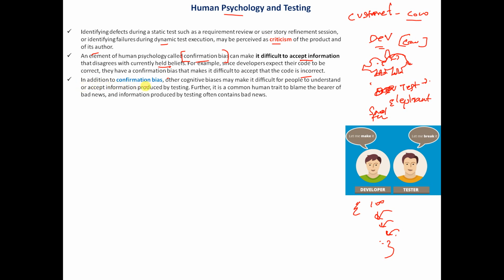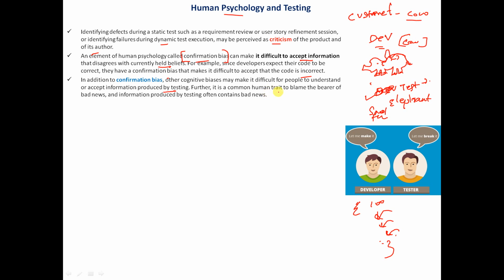In addition to the confirmation bias, other cognitive biases make it difficult for people to understand or accept the information produced by testing. So it's hard to accept because, see, I really struggled myself. I really made this drawing, and it was tough for me. But you just look at this and give some comments, so I'll not accept it. This is a common mindset of people.